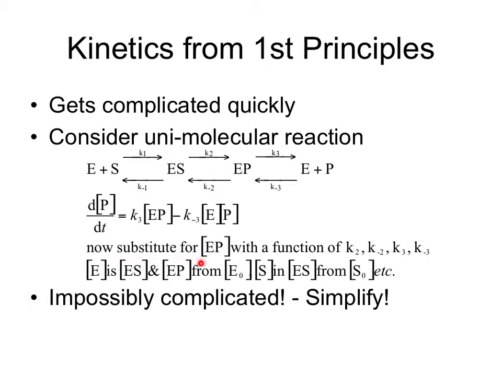And then if you substitute the enzyme product as a function of K2, K minus 2, K3, and K minus 3, the enzyme is the enzyme substrate complex. The enzyme product from enzyme and substrate is enzyme substrate from substrate, initial substrate, etc. So then this whole equation gets complicated. So it's important that we simplify these things in order to at least start to understand the kinetics of enzyme.